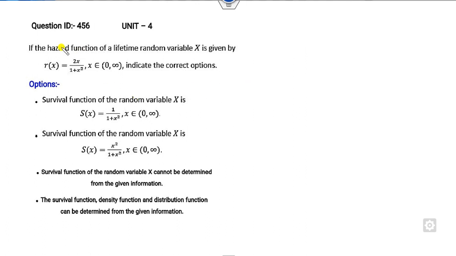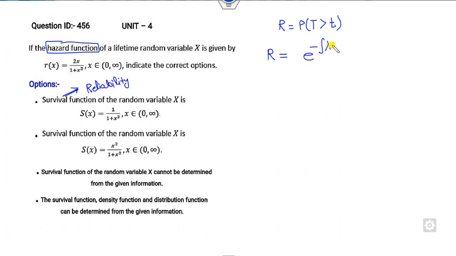Okay, look at the next one. The hazard rate function is given to you. You have to find the survival function. Remember that the survival function is also called the reliability function. What is the reliability function? It is the probability that the lifetime T survives at least t. So you have to find the survival function. That's very simple. The survival function is the exponential of minus the integral of the hazard rate function. That's the simple answer to this problem.